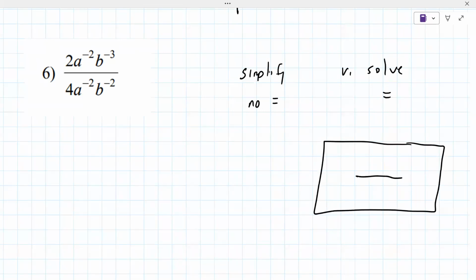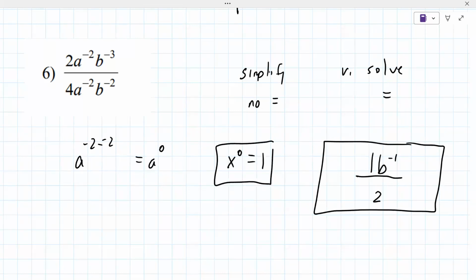1b to the -1 divided by 2, because I think that with the a, you don't do anything. Yeah. a to the -2 minus a to the -2 is a to the 0. Anything to the 0 power is 1. So that's good. The next one, b to the -3 minus b to the -2 is b to the -1. So your answer is correct, but not preferred.